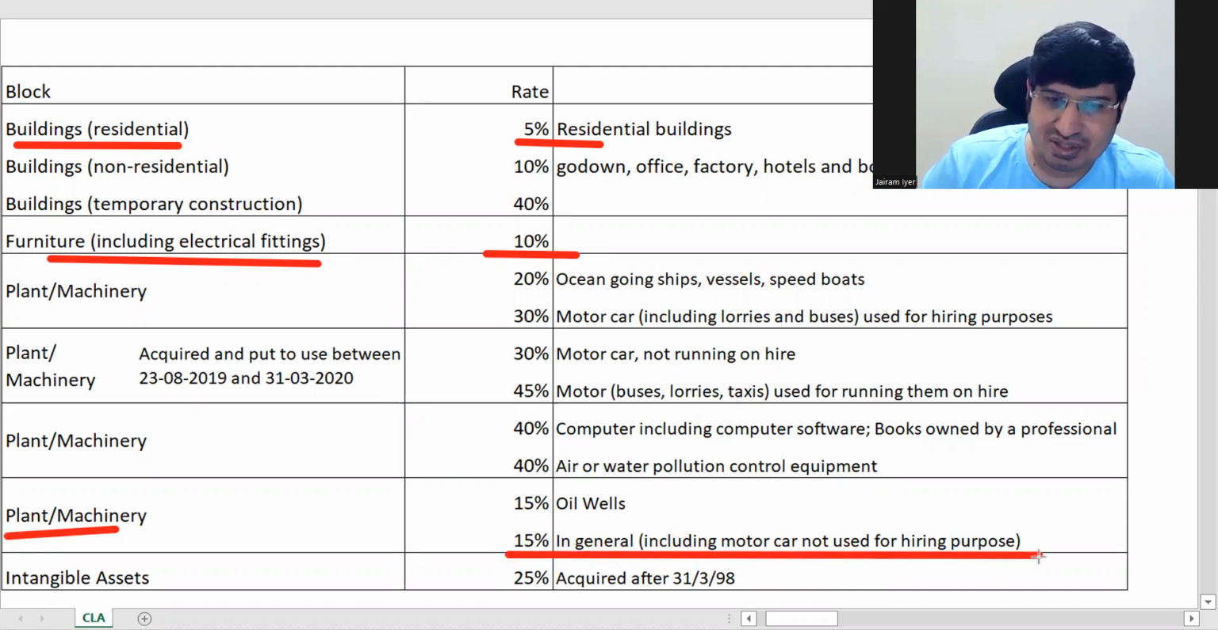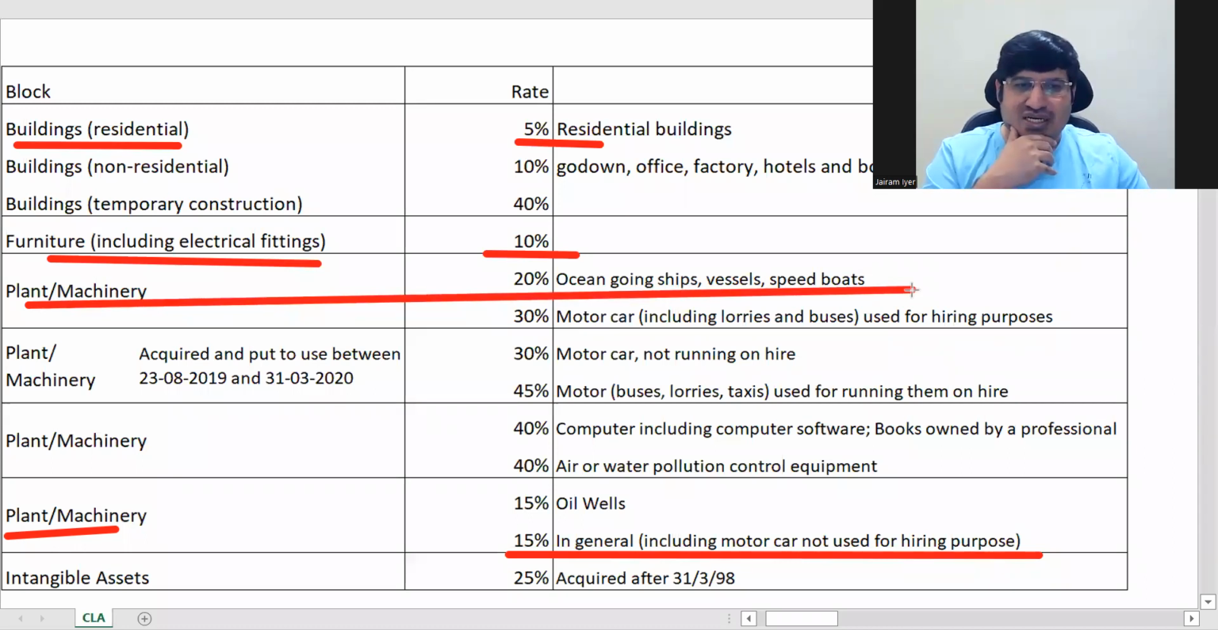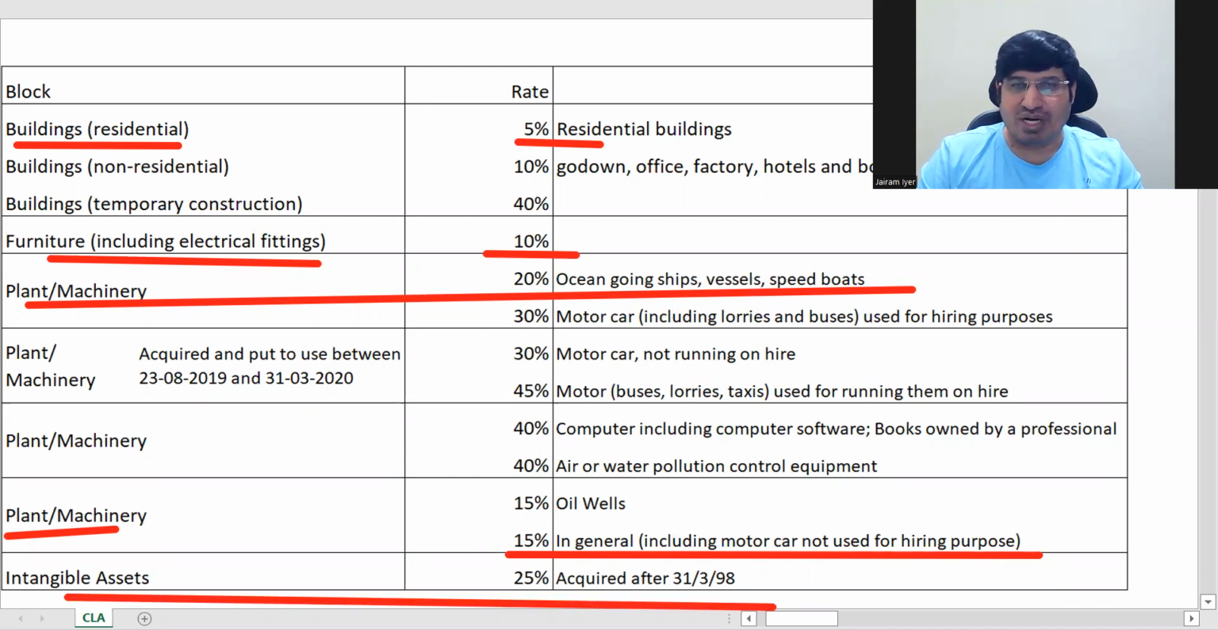Okay, so this is including motor car not used for hiring purpose. Okay, so this is 15%. So 5, 10, 15: buildings, furniture, plant and machinery. Okay, and then next is, remember, ships. Okay, plant, it is also part of plant and machinery, but 20% rate. Okay, ships is 20% rate. Okay, that is your 20%, and last is your intangible assets 25%. So 5, 10, 15, 20, 25. This is the main structure.